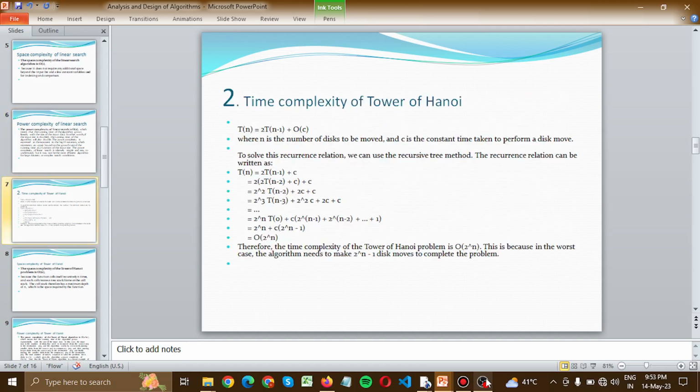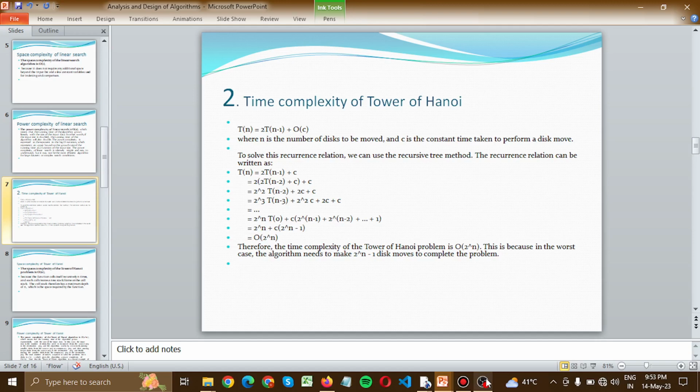Now we will see the time complexity of Tower of Hanoi. The recurrence relation is T(n) = 2T(n-1) + O(C), where n is the number of disks to be moved and C is the constant time taken to perform a disk move. To solve this recurrence relation, we can use the recursive tree method. The recurrence relation can be written as T(n) = 2T(n-1) + C, and so on.